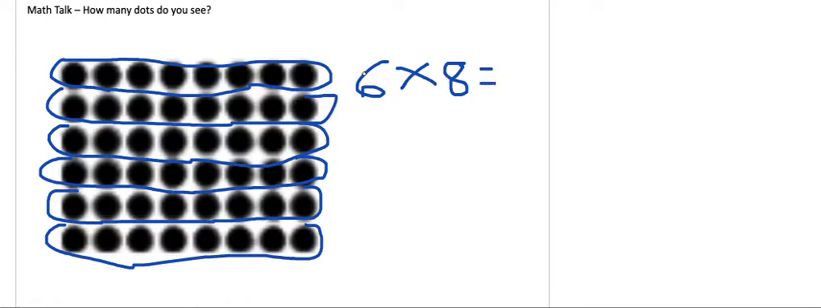Now, a way I could figure this out is put my skip counts by 8 at the end of each row. 1, 2, 3, 4, 5, 6, 7, 8, 9, 10, 11, 12, 13, 14, 15, 16, 17, 18, 19, 20, 21, 22, 23, 24, 25, 26, 27, 28, 29, 30, 31, 32.